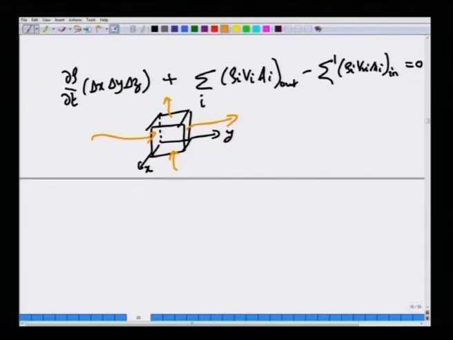One thing that we have to understand is that we cannot take rho and the components of velocity, that is u, v, w, as constants, because in principle they can vary along the flow direction.